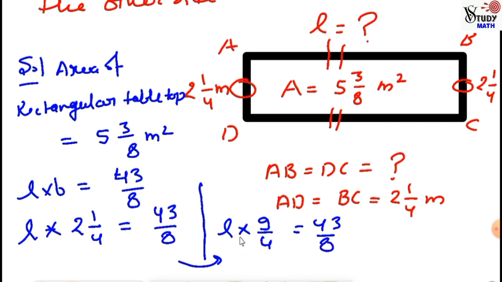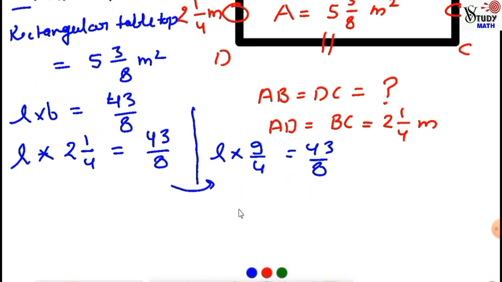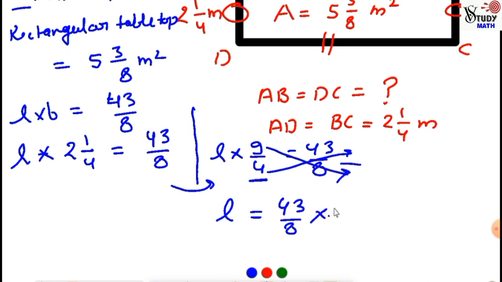Let's move further. When this is multiplied here, when it goes to the right hand side, it goes in divide. So L is equal to 43 by 8 divided by 9 by 4. You can do this way, or one more approach is here: this 4 which is in divide goes to the numerator, and this 9 goes to the denominator. Then you can apply the multiply sign and write 4 by 9. Okay, 4 1s are 4, 4 2s are 8. So the answer will be 43/18 meter.